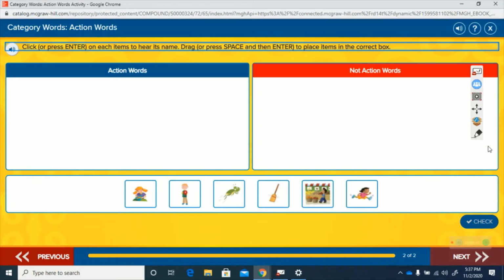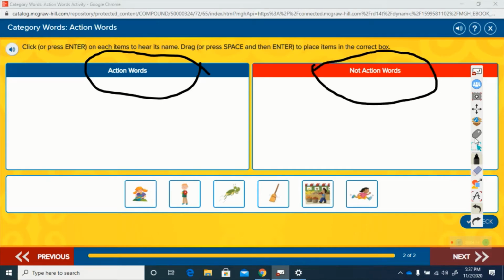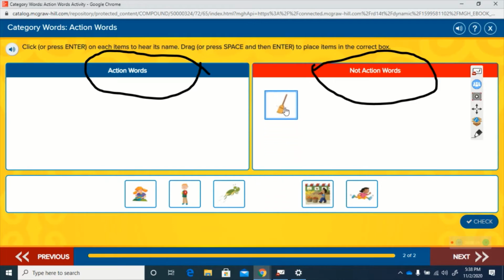This is the same thing. Everything over here are our action words. Everything over here are not action words. Let's do this one right here. Broom. Is it an action word? Can we broom? No, we could sweep with the broom. Sweep would be an action word.